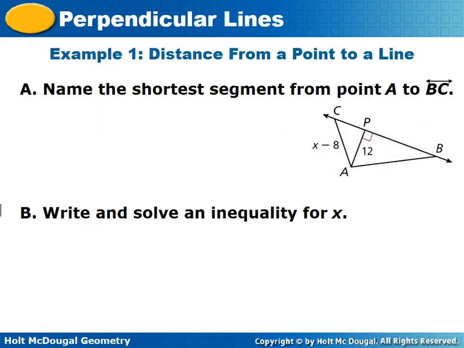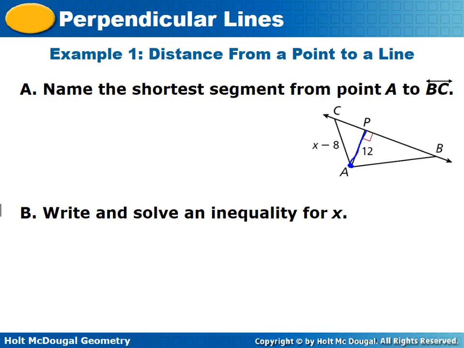Let's see what that means. So here it says, name the shortest segment from point A to BC. So here's our point A, and we're trying to find the shortest distance from it to BC. Well, we just read that that's always going to be a perpendicular. So this is our perpendicular right here, line.